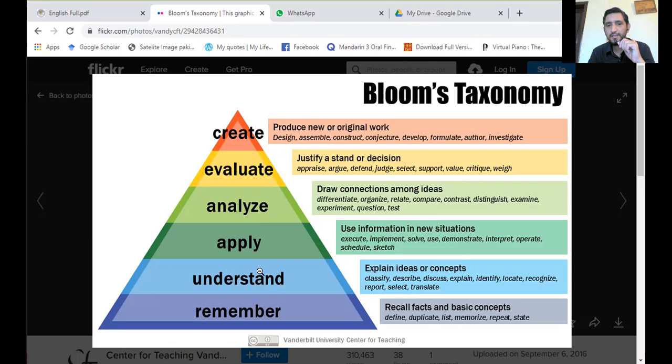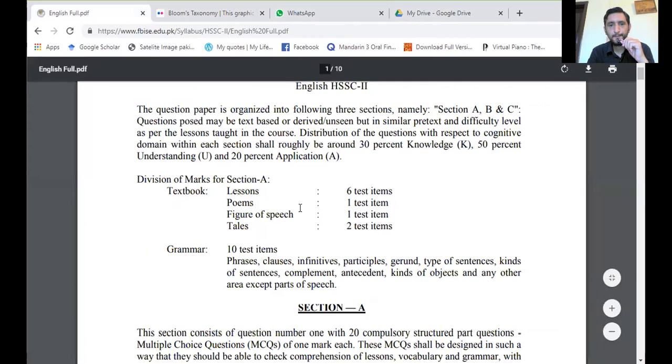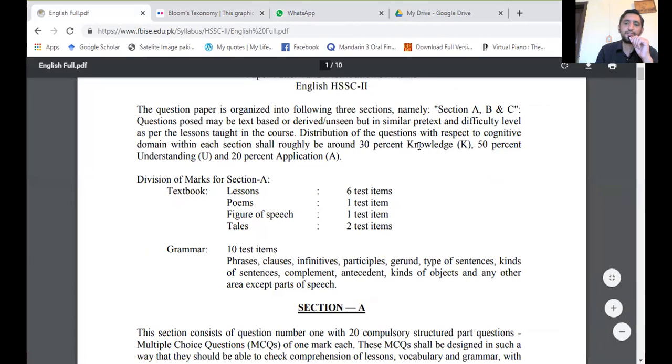So we hope that we'll deal with these 3 levels in your exams, and we hope that as you grow in life, you'll be able to analyze, evaluate, and finally create something of your own as well. So let's come back to the paper pattern. 30% of your questions would be just remembering facts from this book that you have.